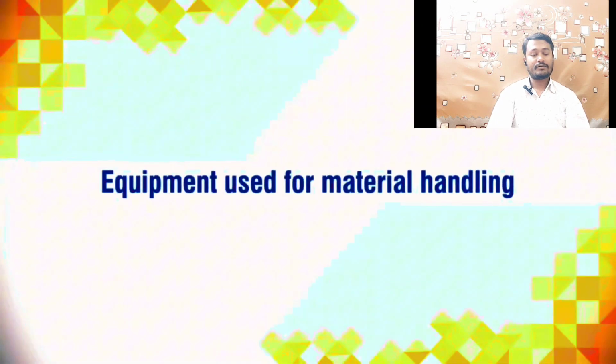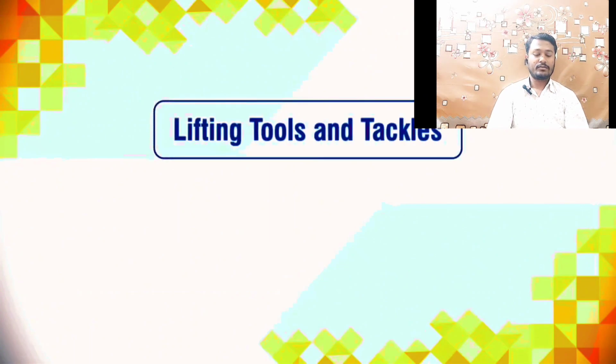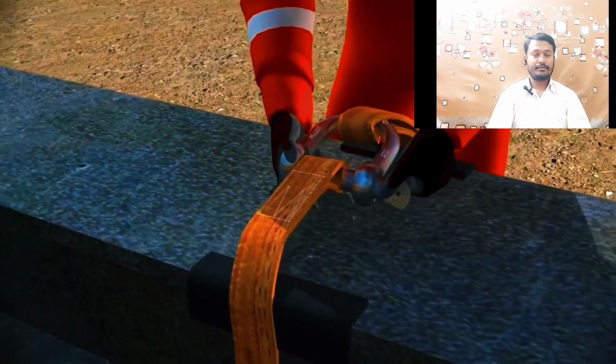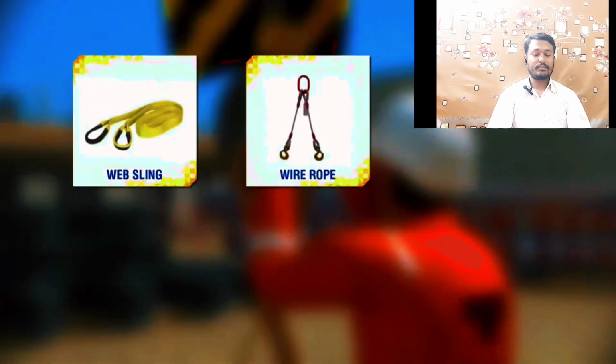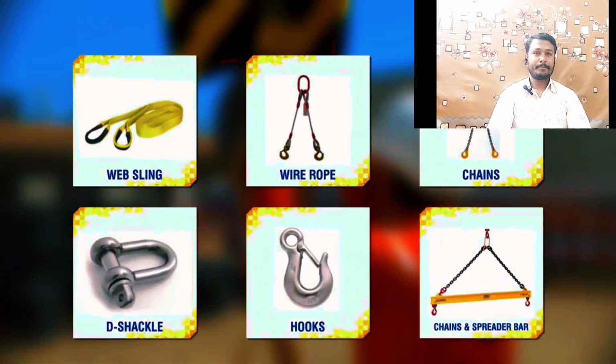Equipment used for material handling. Now, we will learn about equipment used in handling of heavy objects, the associated dangers, and the safety techniques required while using the equipment so as to avoid incidents. The equipment used in material handling are categorized into two parts: lifting tools and tackles. Lifting tools and tackles are used to attach load or material to the lifting machines. For example, web sling, wire rope, chains, D-shackle, hooks, and spreader bar, etc.